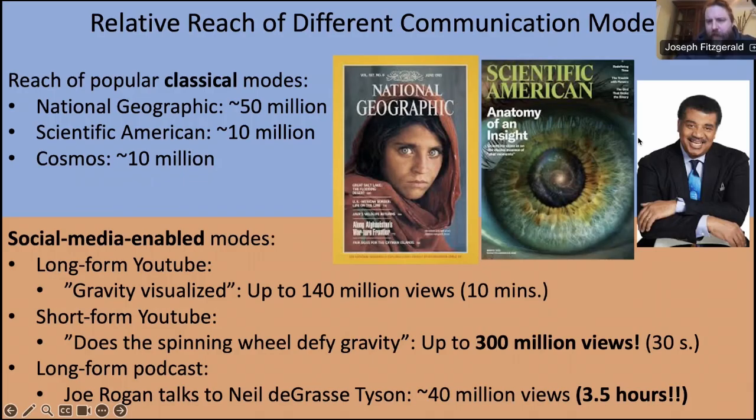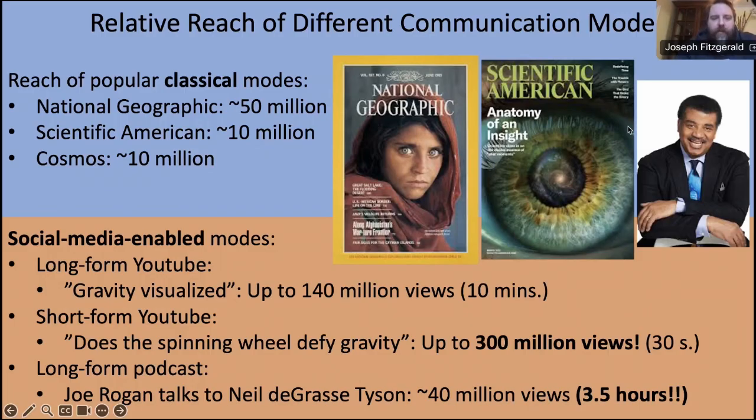So it's comparable to the Al Gore movie, about 30 million. Scientific American is down by a factor of five, about 10 million. And then TV shows like Cosmos, here showing Neil deGrasse Tyson, who's the host of that show, have about 10 million viewership for, say, a given episode or a given article, that sort of thing.